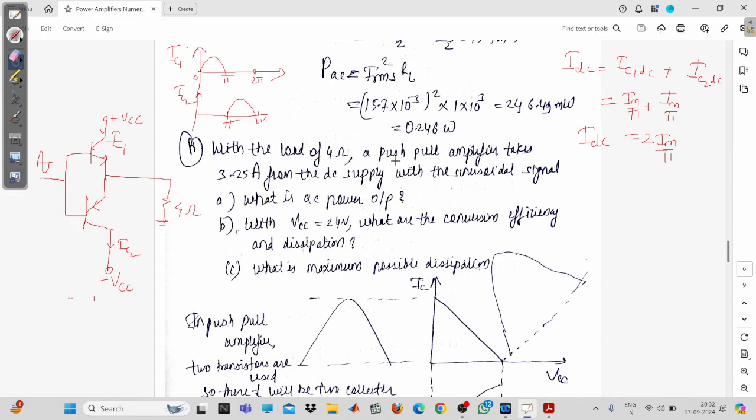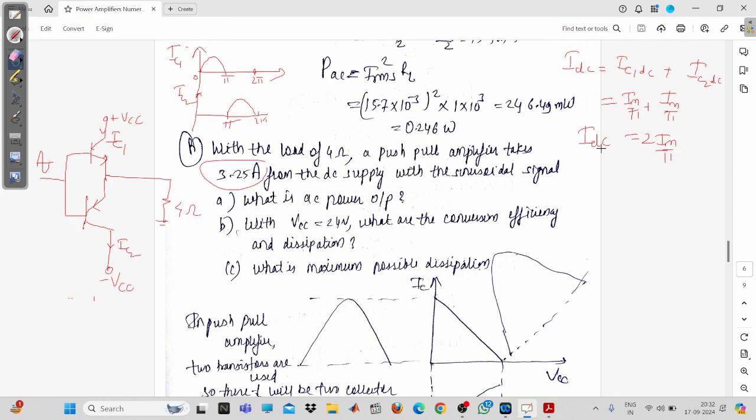You can see here a push-pull amplifier takes 3.25 from the DC supply. This is the DC current. So from here also you can easily calculate the things. That is 3.25 ampere is the DC supply.